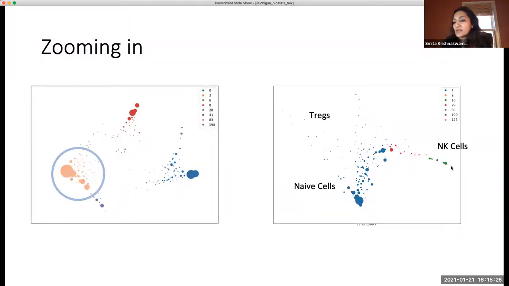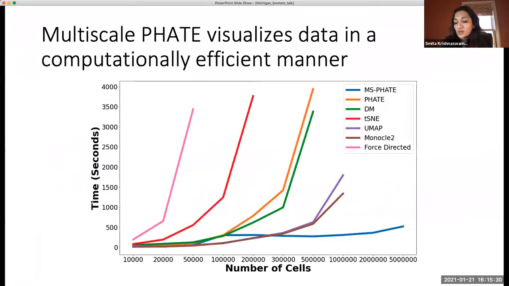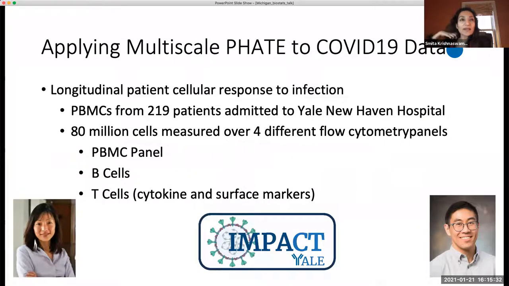So you can zoom in here, and this makes you go down that condensation tree and you see extra structure here. And you can keep zooming in, but it's not just that you can zoom in, you can actually zoom in to a level where the likelihood that cells from the whole cluster are enriched in a diseased patient is very high. And I'll show you an example of that. So here we're looking at these 219 patients from Yale New Haven Hospital that were measured in flow cytometry along these four panels, part of the COVID impact project.